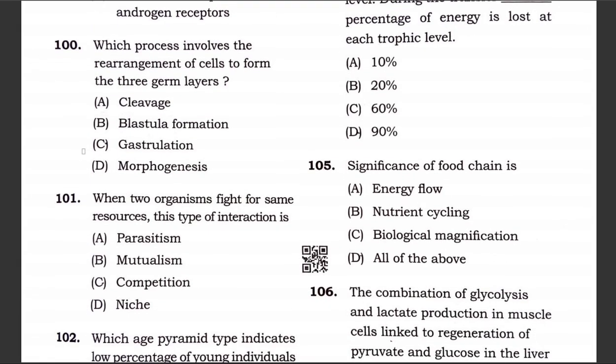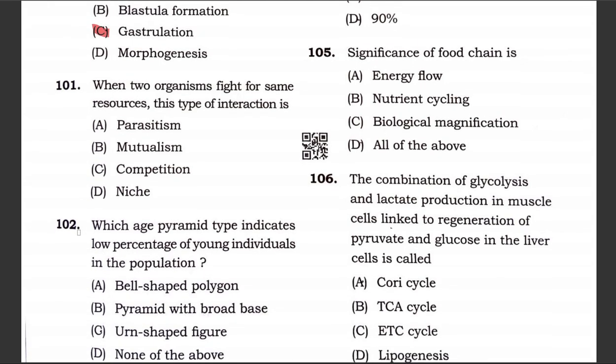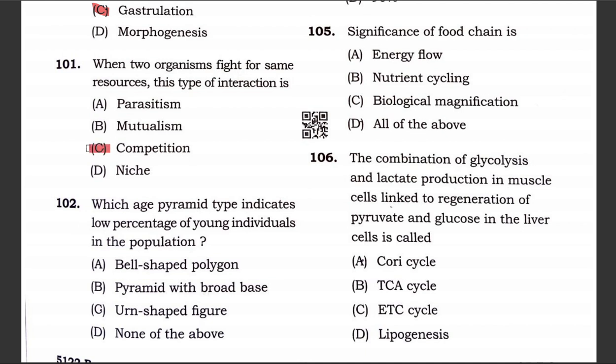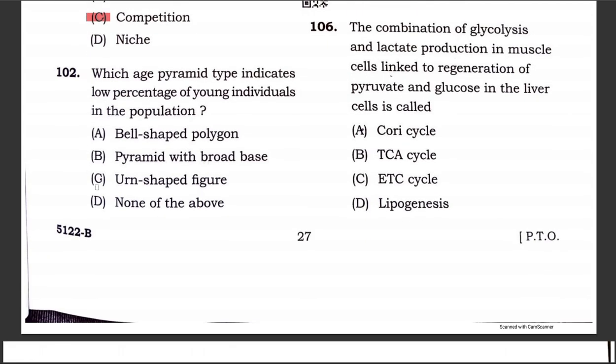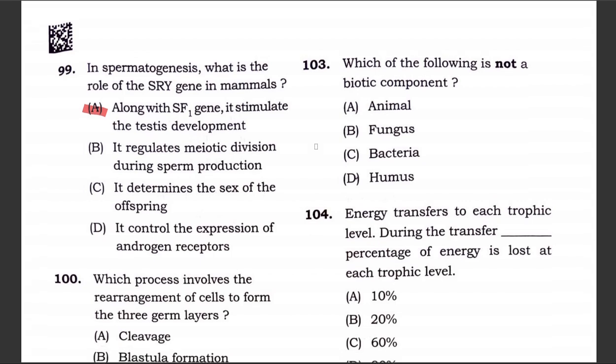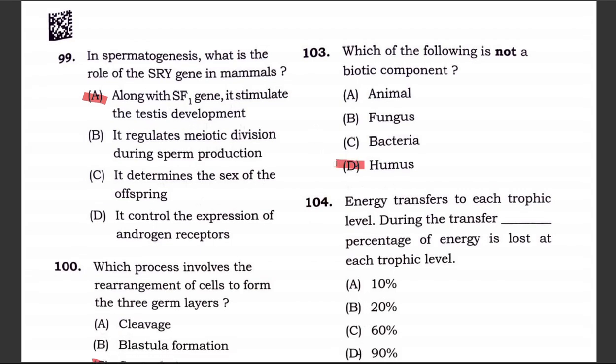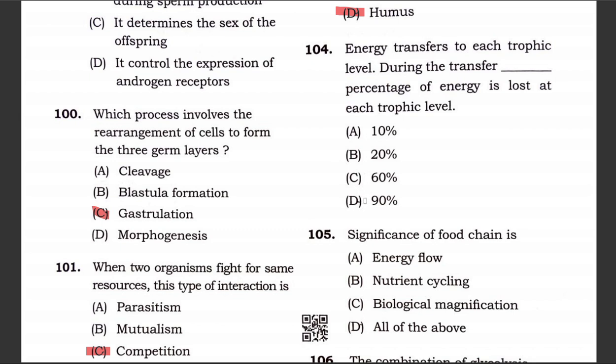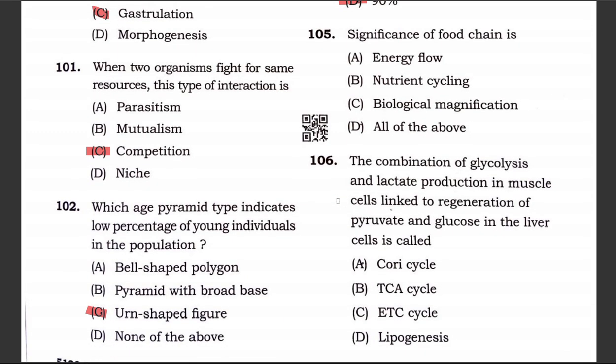Which process involves the rearrangement of cells from the three germ layers? Of course, the gastrulation. When two organisms fight for the same resources, of course, the competition. Which age pyramid indicates a low percentage of young individuals in the population? Urn shaped. Which of the following is not a biotic component? Of course, the humus is not a biotic component. Energy transfer, 10% is transferred, but they have asked for 90% lost. Significance of food chain, all of the above.